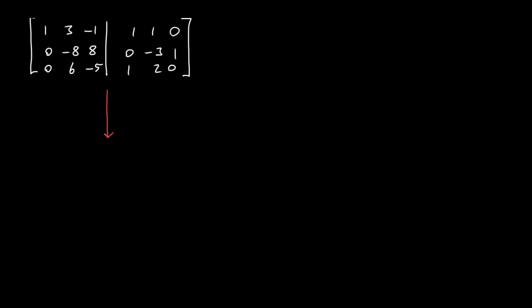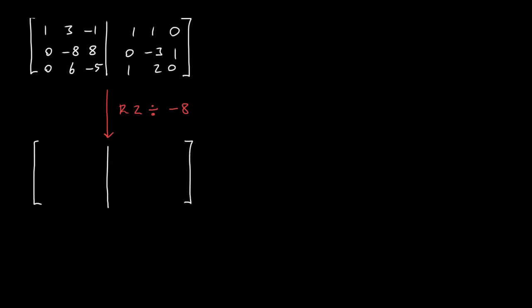So the next thing I'm going to do is take row 2 and divide by minus 8. That's going to give me a 1 in the middle here, and I will end up with a 1 here as well, but at least I'll end up with a 1 in the middle, which is what I want. I want a diagonal of 1s.